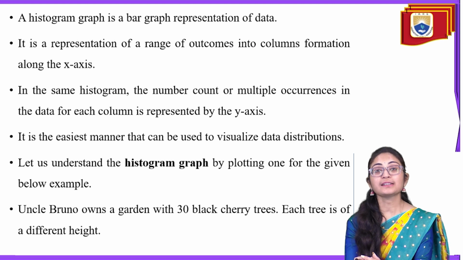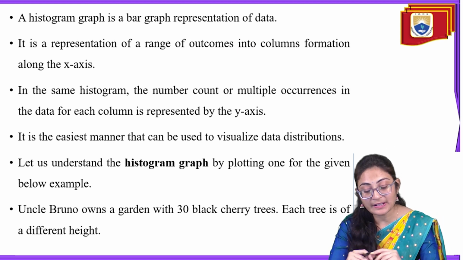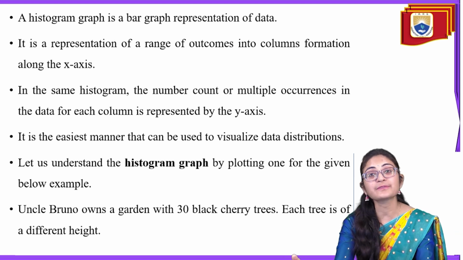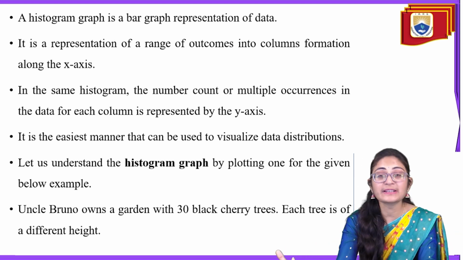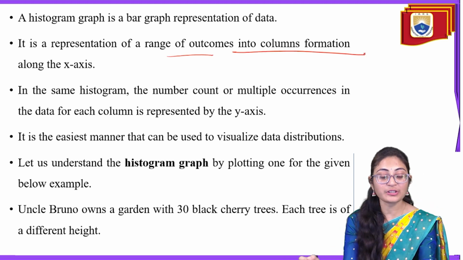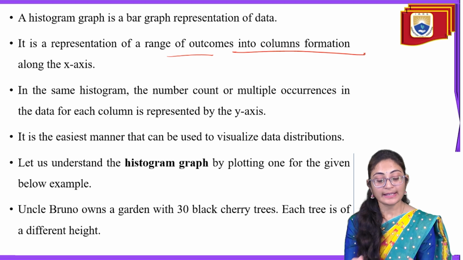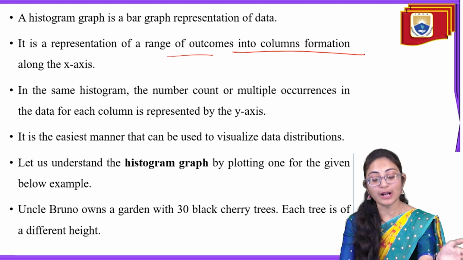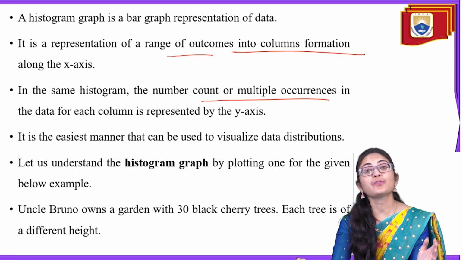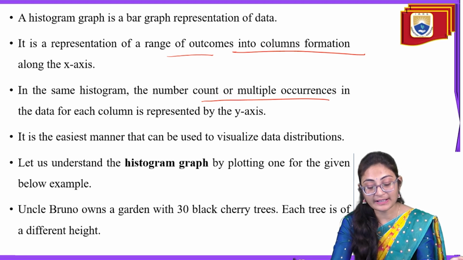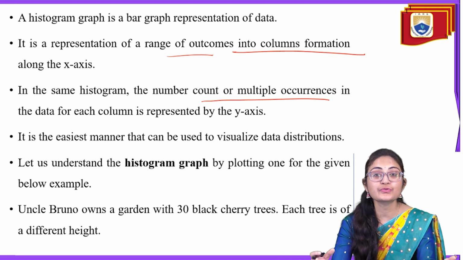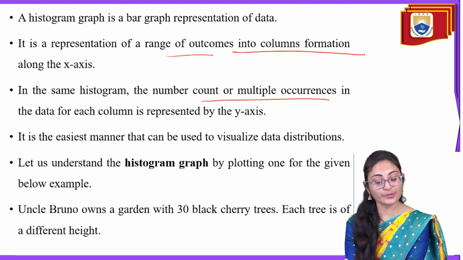The histogram is a bar graph representation of the data. It is a representation of the range of outcomes in column formation along the x-axis. In the same histogram, the count or number of occurrences in the data for each column is represented by the y-axis. And it is the easiest way to visualize your data distribution.